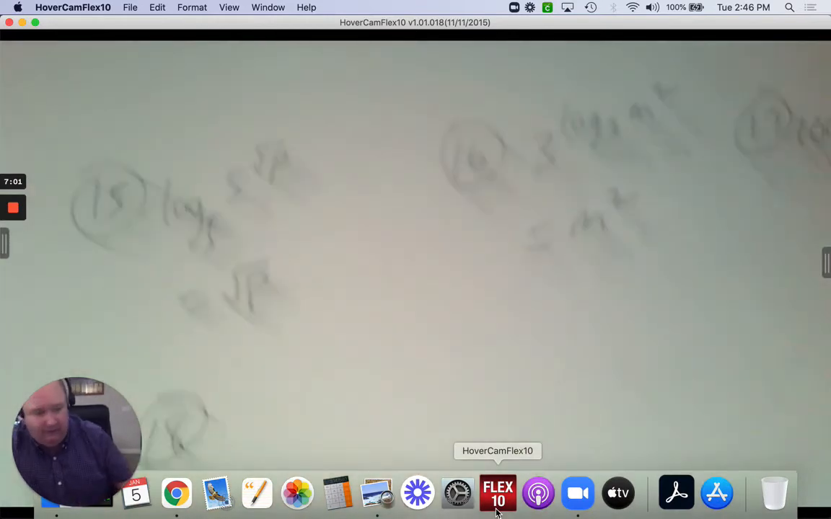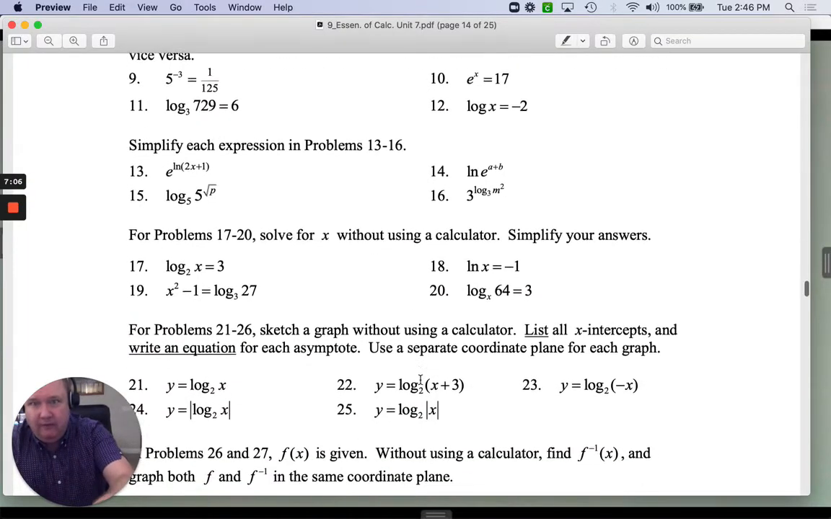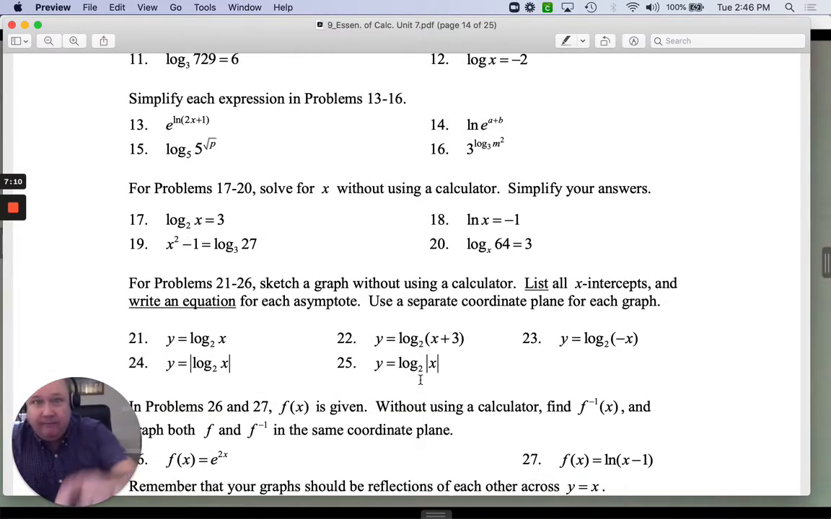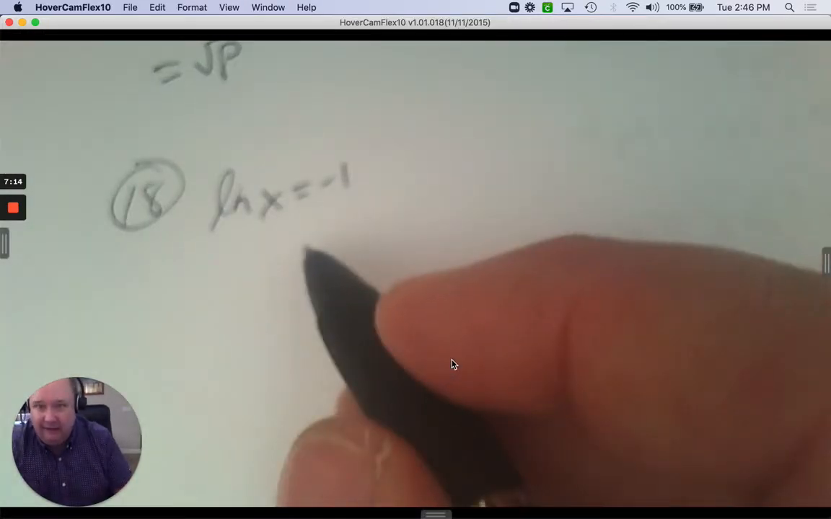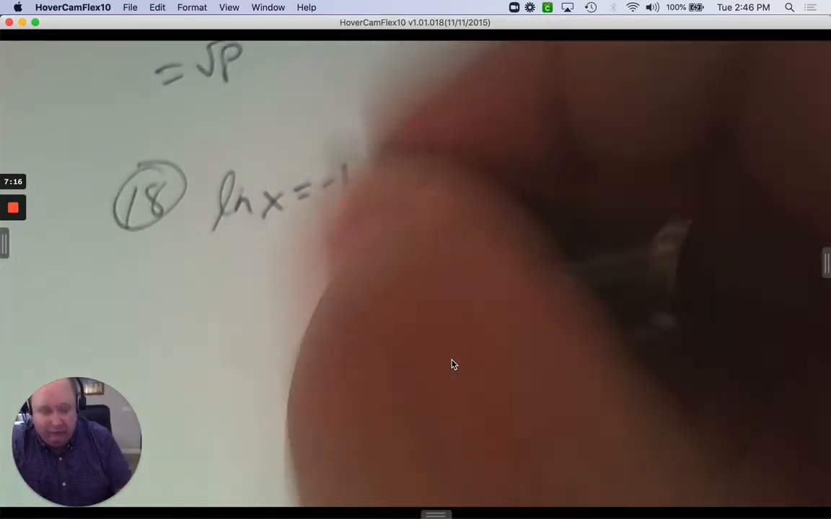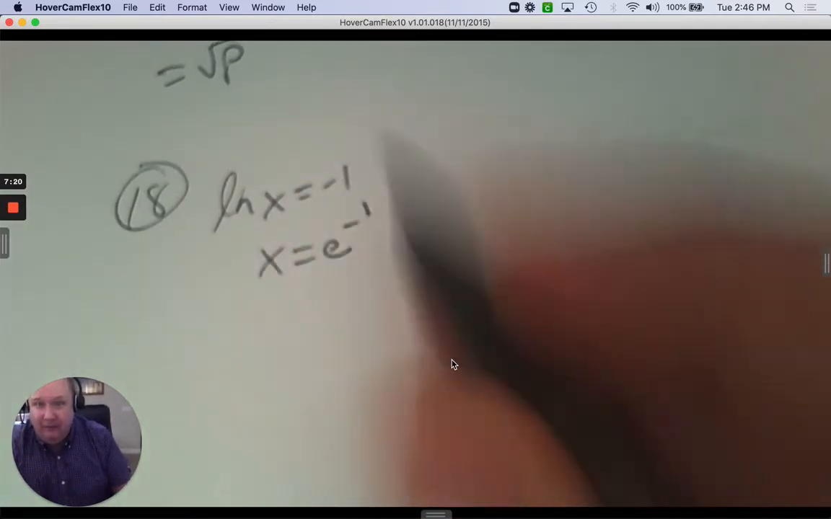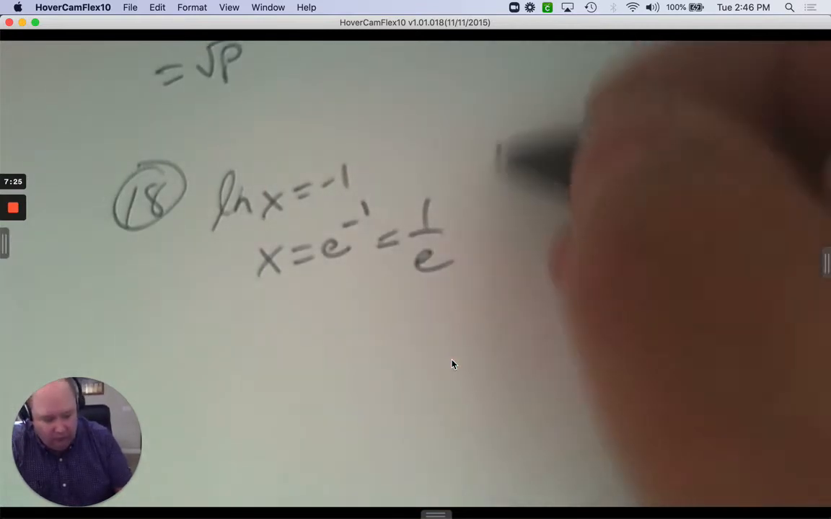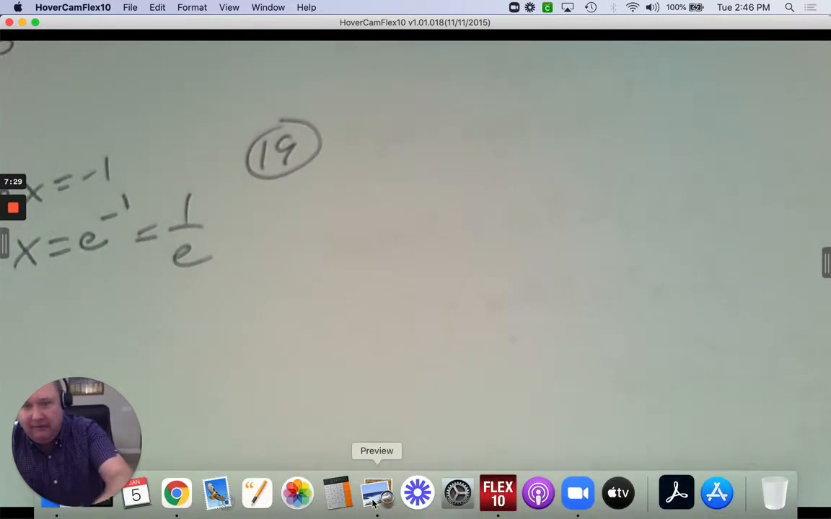Number 18, we're solving the equation ln x equals -1. We could use a calculator on this one, but the exact answer we could do by hand. How I solve this is to write it exponentially. So x is equal to e to the -1. That's it. Or you could write the answer as 1 over e, and you solved it. So know how to write it exponentially, know how to write it logarithmically, and practice.